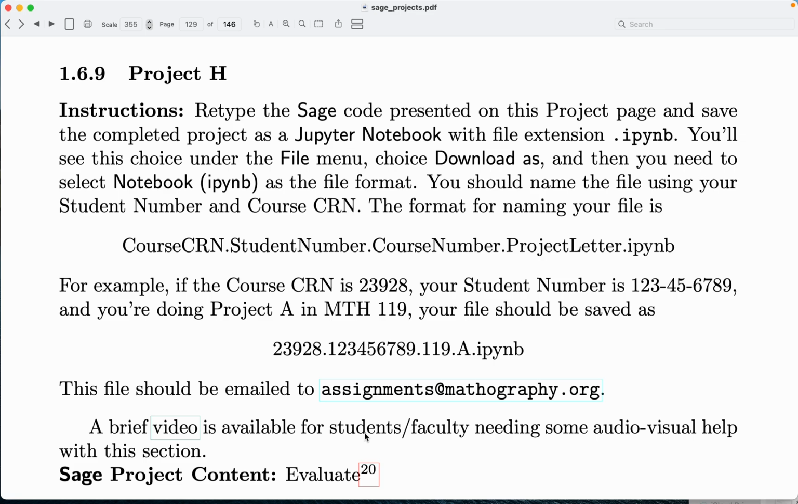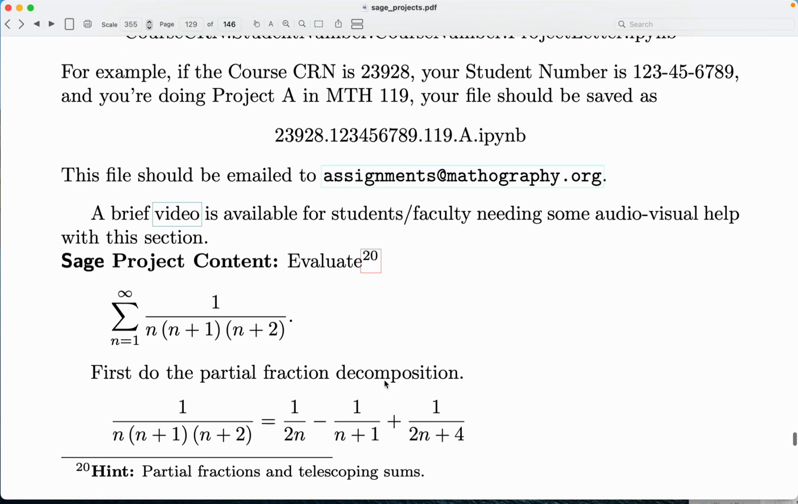Okay, we're on Project H. This is Math 122, and we're talking about SAGE. All right, so the bottom line is it's a summation of typical level of difficulty that we give students in Calculus 2. And this is going to involve a partial fraction decomposition and then a collapsing sum, a telescoping series, by the way.